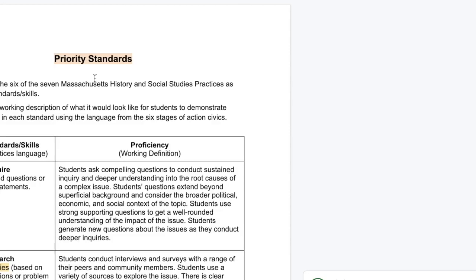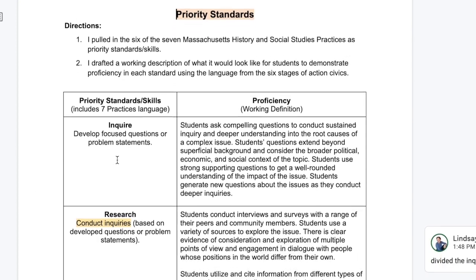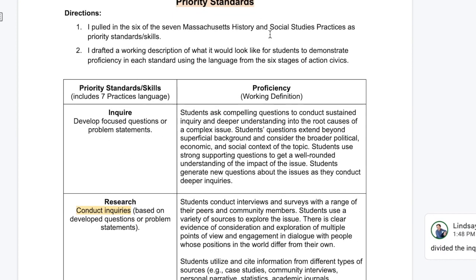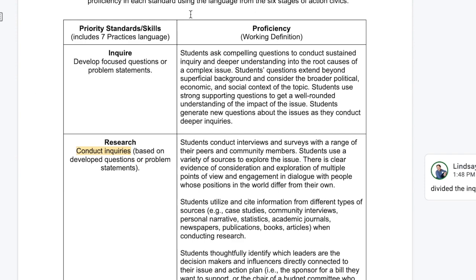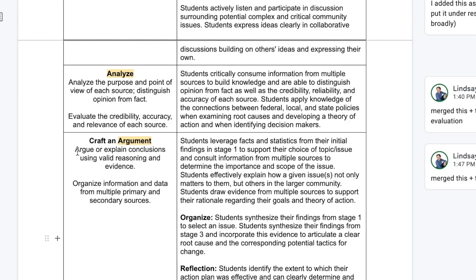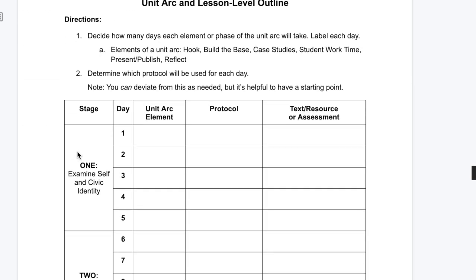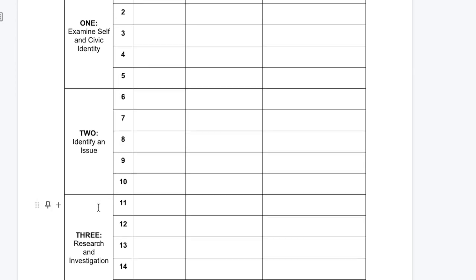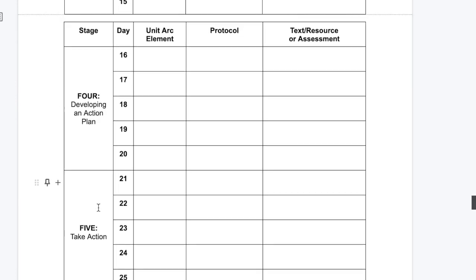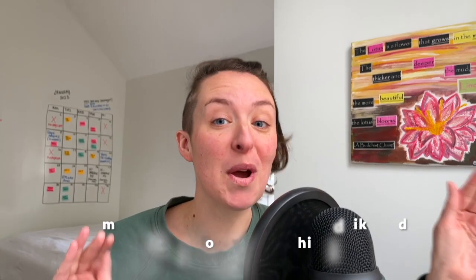So finally, I'm just going to say I have brought over here some priority standards. I think these are the priority standards that I have pulled from the 7 Massachusetts History and Social Studies Practices priority standards and worked on some working definitions here. So inquiry, research, discuss, analyze, craft an argument, and take action. This is huge. And then what I would do is I would actually form a unit arc that parallels those 6 stages. Examine self and civic identity, identify an issue, research and investigation, develop an action plan, take action, reflect, and showcase.